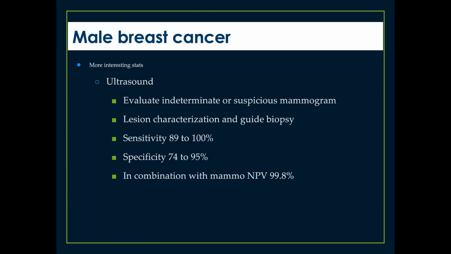So let's talk a little bit about ultrasound. Ultrasound can be helpful for evaluating indeterminate or suspicious findings on mammogram. We can further characterize the mass, and we can guide an ultrasound guided needle biopsy. By itself, the sensitivity and specificity of ultrasound is not quite as robust compared to mammography, but in combination with mammography, there's a very high negative predictive value.